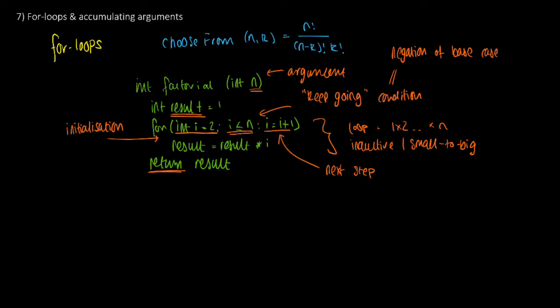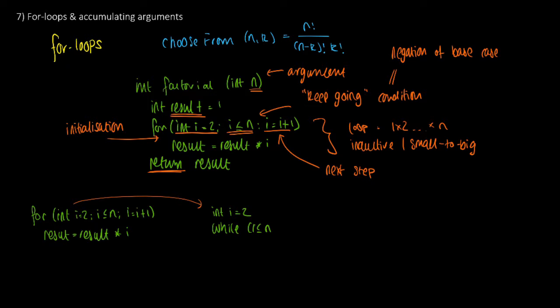We take the for loop from before, for int i equals 2, i is less than or equal to n, i equals i plus 1, result equals result times i. We move the initialization out, so int i equals 2, while i is less than or equal to n, result equals result times i, i equals i plus 1.